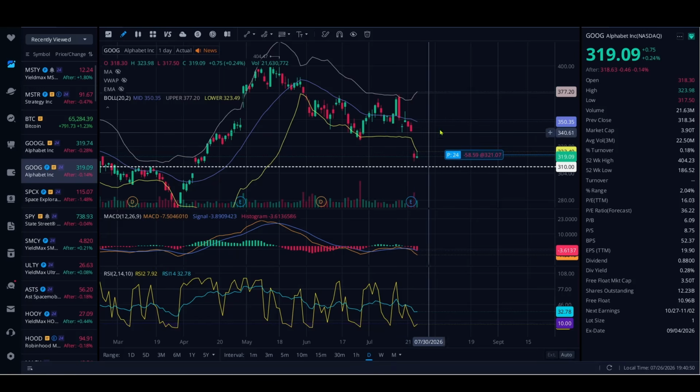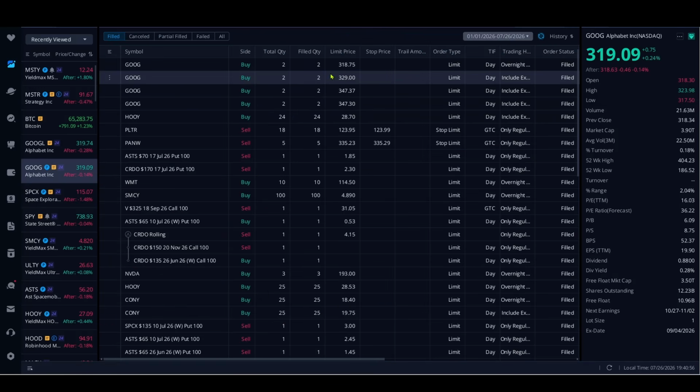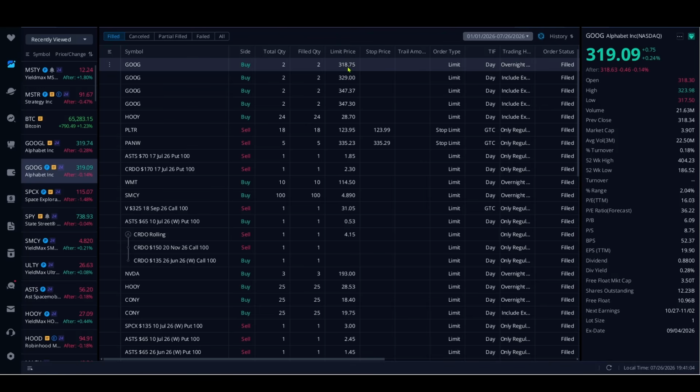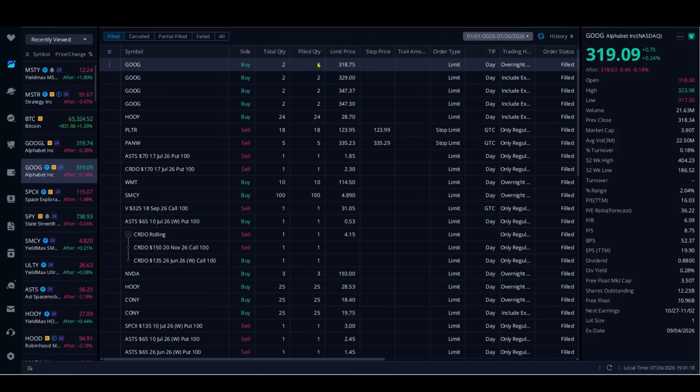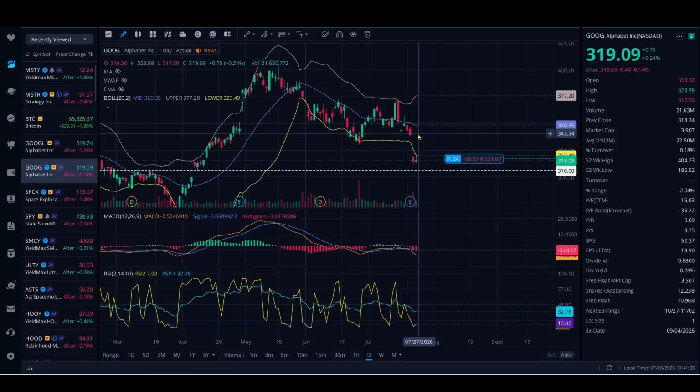And we can take a look at that order sheet, and there we are. As it was dropping, I got 2 of them at 329. And then as it fell even more, I purchased 2 more at 318.75. So I ended up getting about 8 shares of Google in just a matter of a couple days toward the end of last week. Now, would it have been better had the earnings actually caused that stock to pop up?